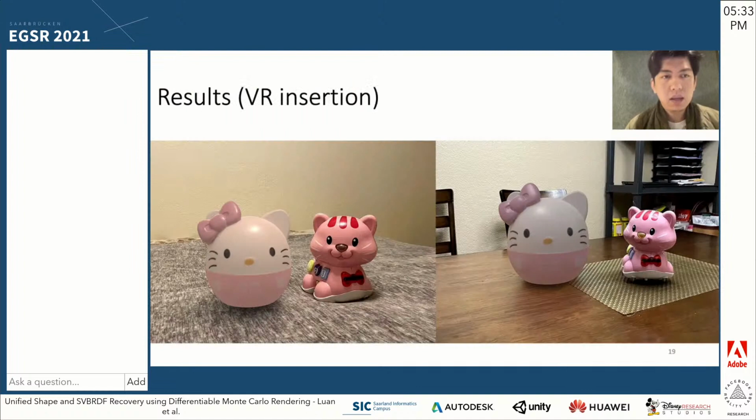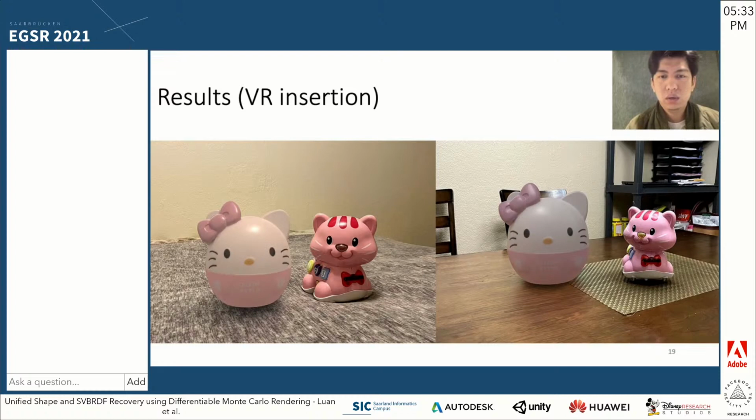Okay. And we can also use our model because it's in the traditional graphics format. It's a triangle mesh and PBR textures. So you can easily apply AR and VR toolsets to do, for example, in this case, object insertion of the Hello Kitty into a real world photo.